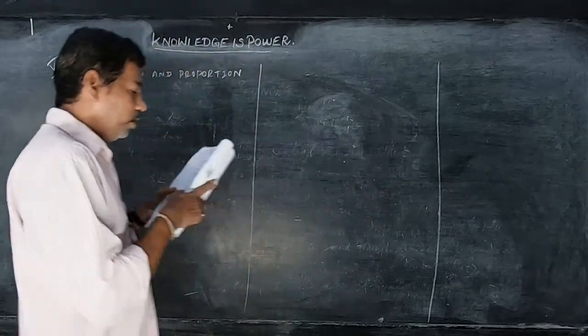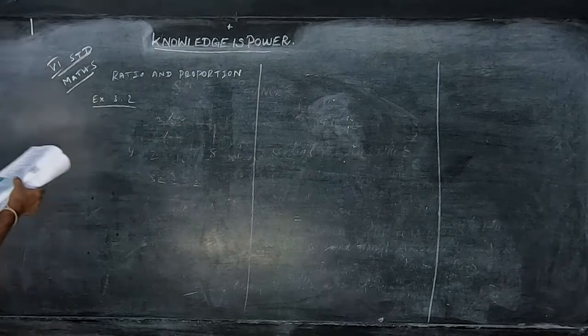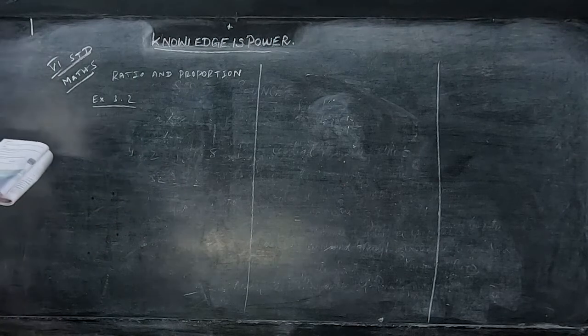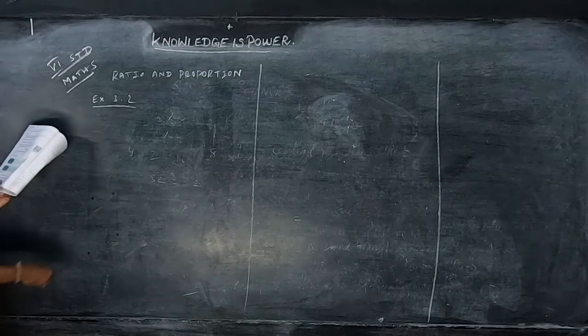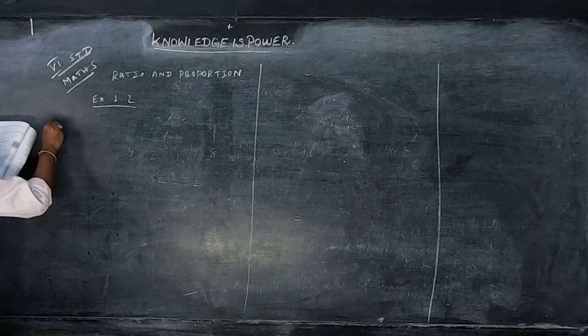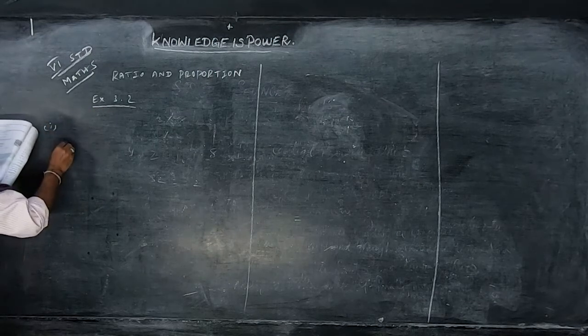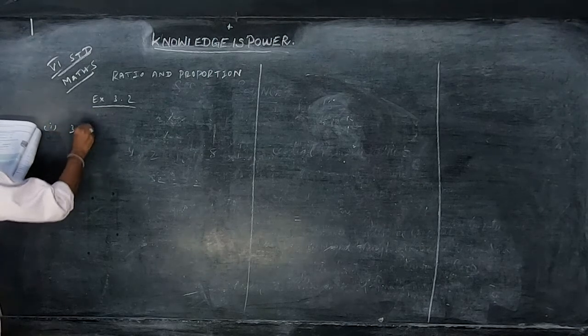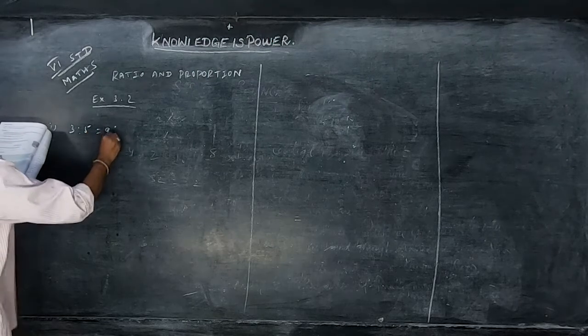Now we move on to fill in the blanks as the first things now. Exercise 3.2. Fill in the blanks in the given equivalent ratio. How we have to produce that? Listen. First one, Phillips. Okay, 3:5 equal to 9:dash.